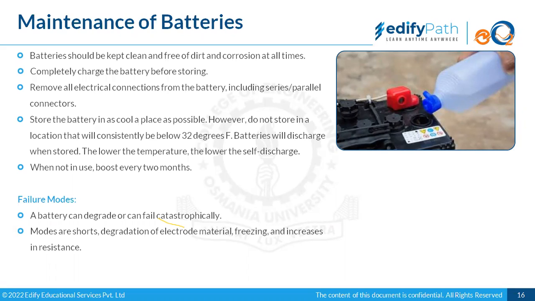Failure modes: a battery can degrade or can fail catastrophically. Modes are short circuit, degradation of electrode material, freezing, and increase in resistance. The resistance normally increases with the life of the battery. And as we discussed, while utilizing our vehicle we should take care not to expose it to extreme conditions, so that the battery parameters are maintained.